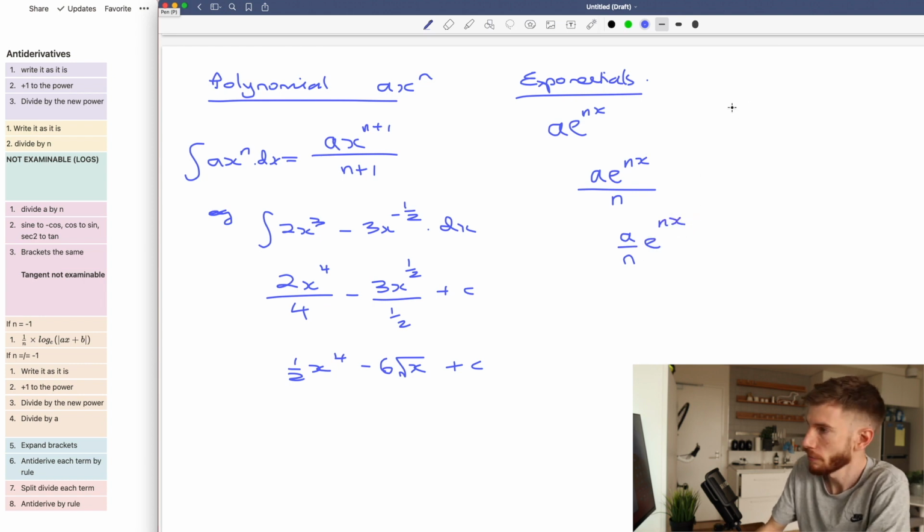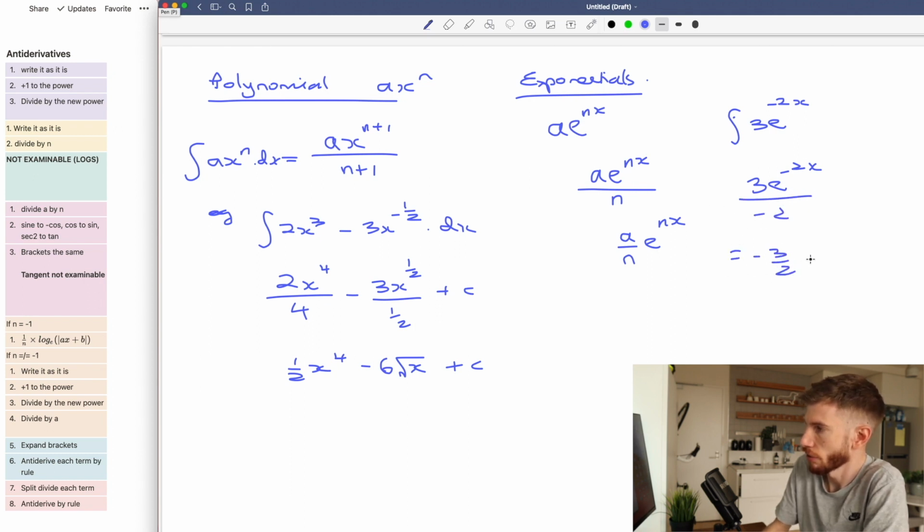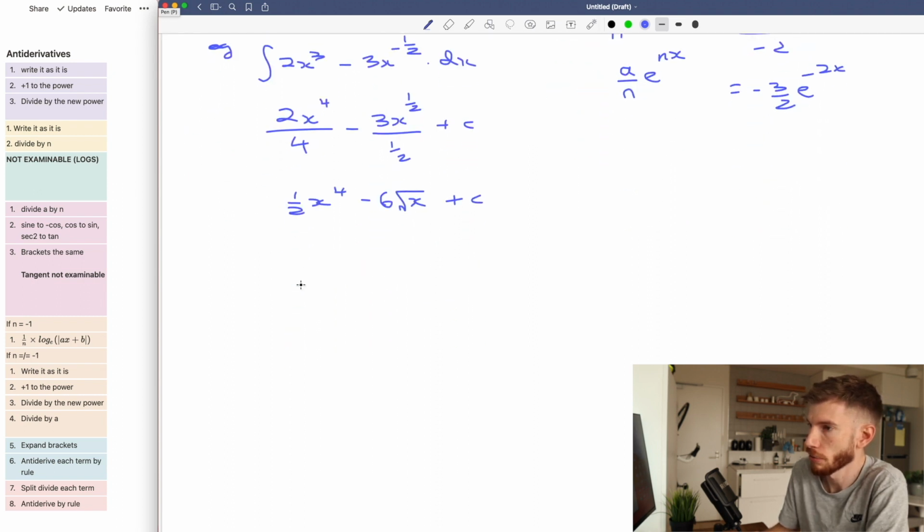So again, if we do an example, then we might have something like, we want to antiderive 3e to the, let's do a negative as well, negative 2x. We just write it as it is, divide by the coefficient, and so really that's the same thing as negative 3 on 2e to the negative 2x. So that's it for the exponentials. As I said, logs, we won't have to worry about anti-deriving those by any kind of rule.